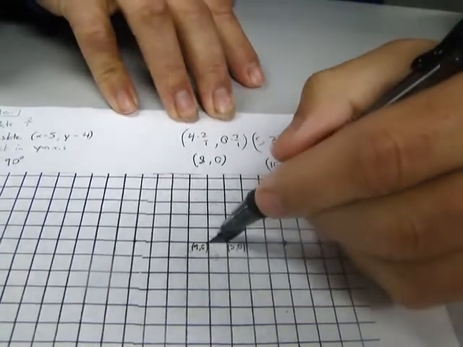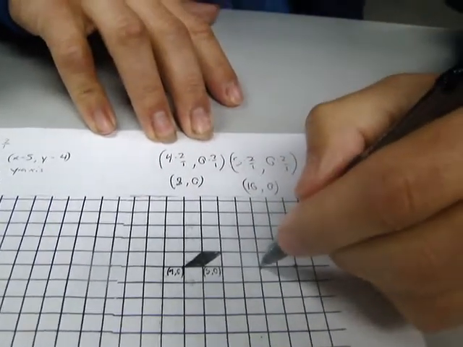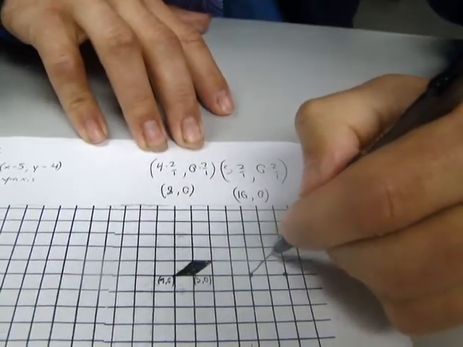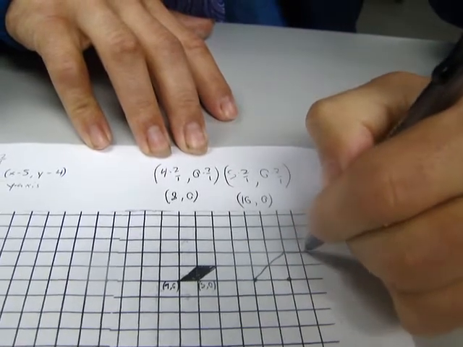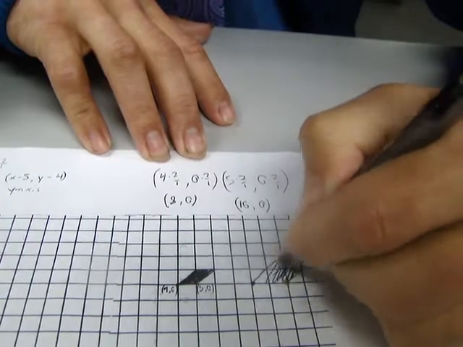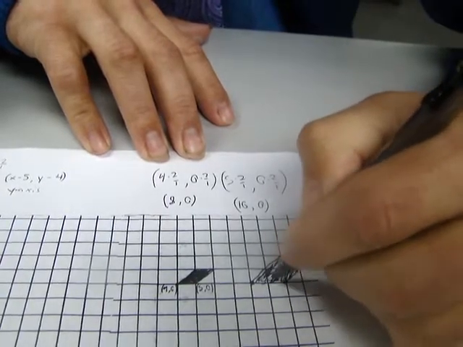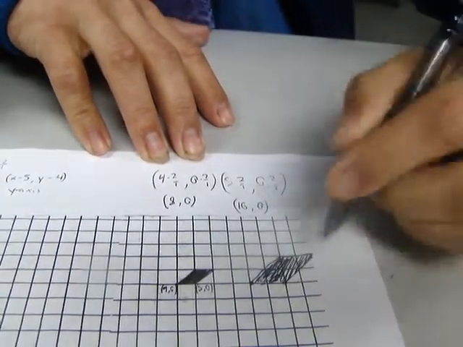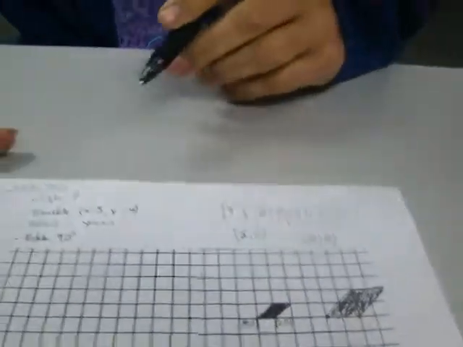And clearly, we just double the size of everything. So instead of going across one box like we did in the original image, we're going to go across two boxes. And our image is going to look like this. So there we go. We're done with our dilation.